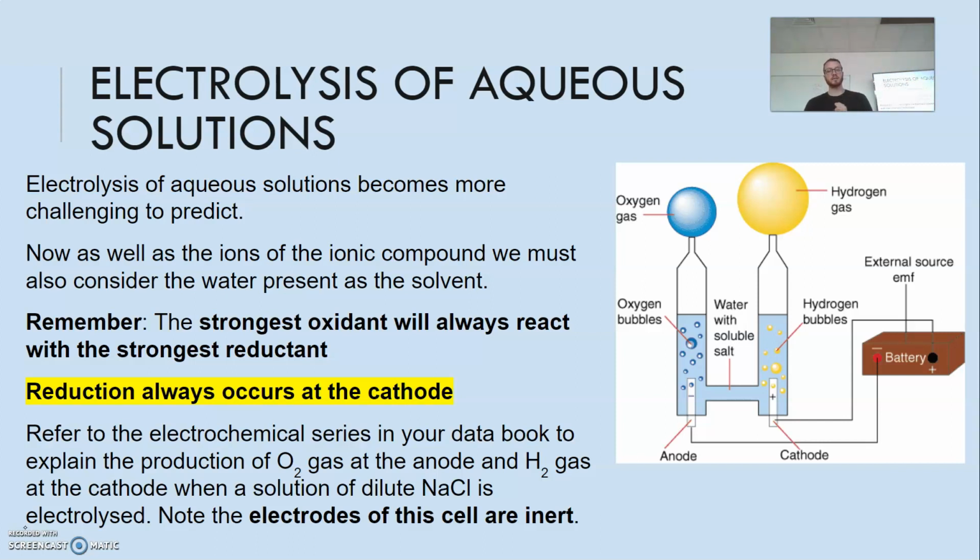Note how in electrolysis, in most cases, electrodes are inert. When we talk about electroplating, we'll talk about when we don't have inert electrodes, but electrodes are mostly inert. So this is the electrolysis of water. We've got some water with a soluble salt. Let's just say sodium chloride.